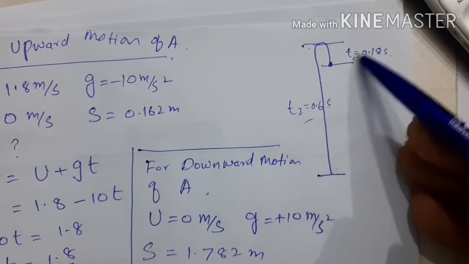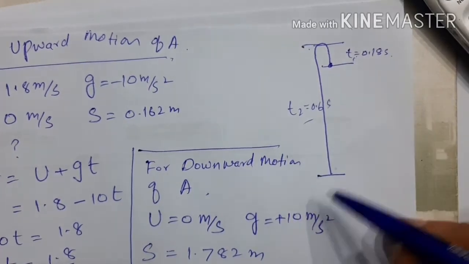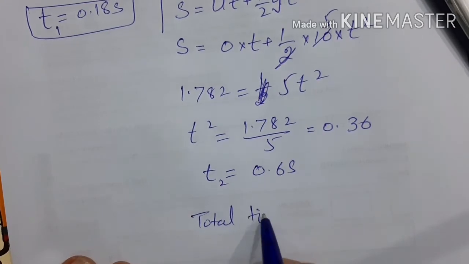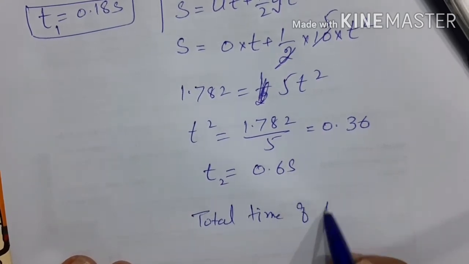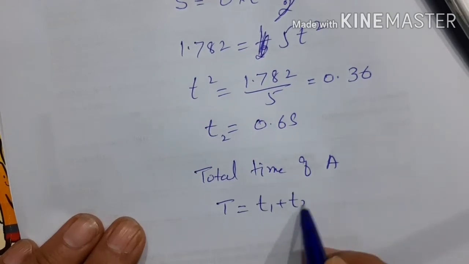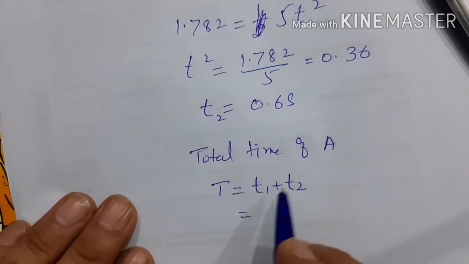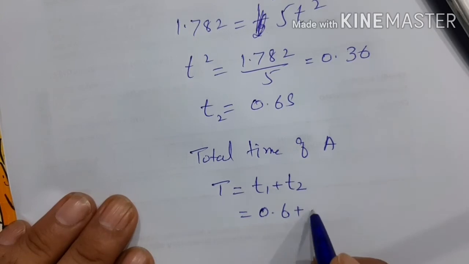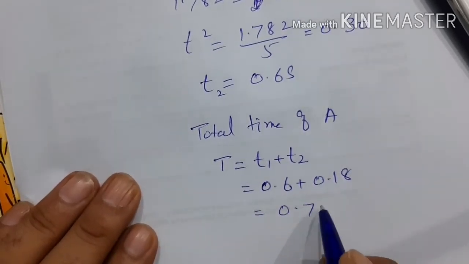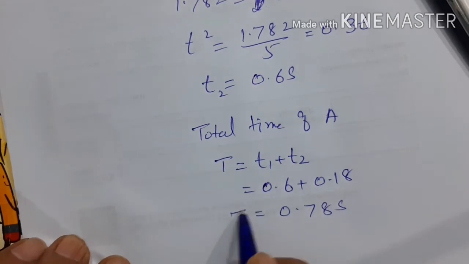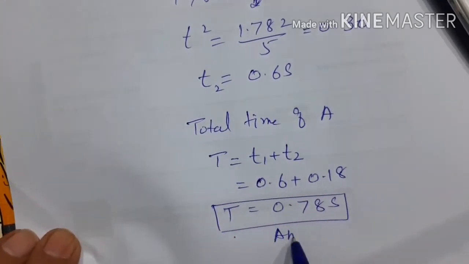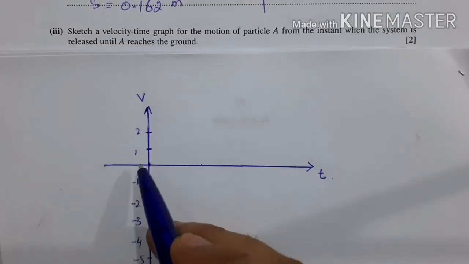So the total flight time will be this plus this. The total time of A will be t is equal to t1 plus t2, which is 0.6 plus 0.18, 0.78 seconds. This is the time for the particle A. This is the answer.